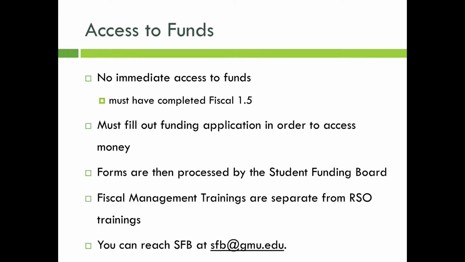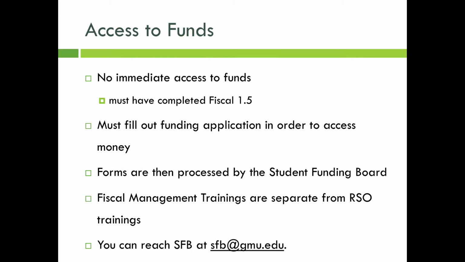Organizations have privilege to funds from the school via Student Funding Board if they successfully completed Fiscal 1.5. But an organization must fill out the funding application in order to have access to this money, and these forms are then processed by the Student Funding Board. The Student Funding Board focuses primarily on money and finances for student organizations. The board reviews and allocates all funding requests. They will also be able to answer any questions you may have about receiving money for student-run events.